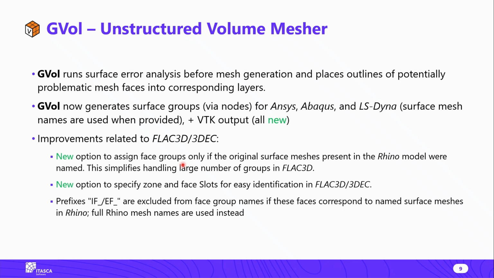Also, users now can specify zone and phase slots in FLAC3D and FreeDEC, and gwall also excludes some specific prefixes that were always there in previous versions of Griddle for surface meshes. And this happens when group names are provided for surfaces. So all these improvements help work with volume meshes in FLAC3D and FreeDEC and simplify operations with those meshes or grids. And now we're going to switch to Rhino and we'll look at a couple of gwall functionalities in more detail.